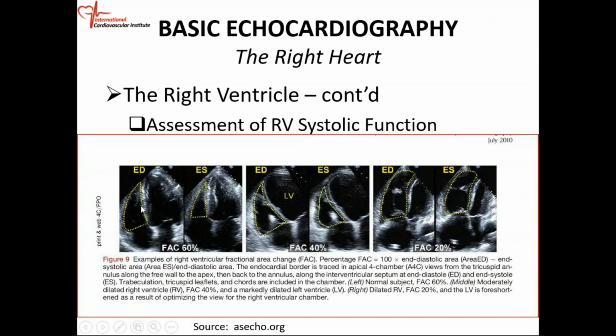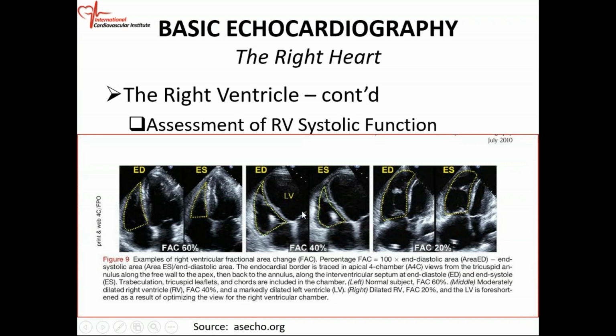So for the end diastolic area and end systolic area, you're going to subtract the end systolic area from the end diastolic area, and divide by the end diastolic area. Okay, so in this case, it is 60%, which is normal.